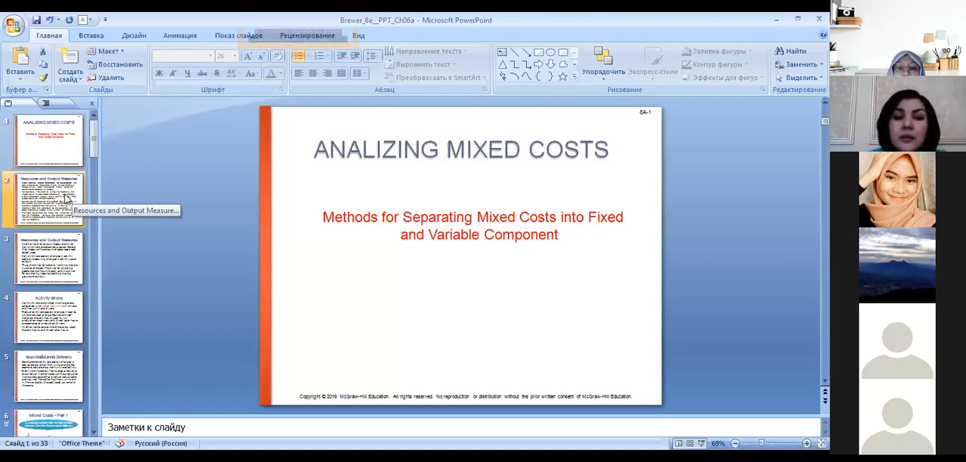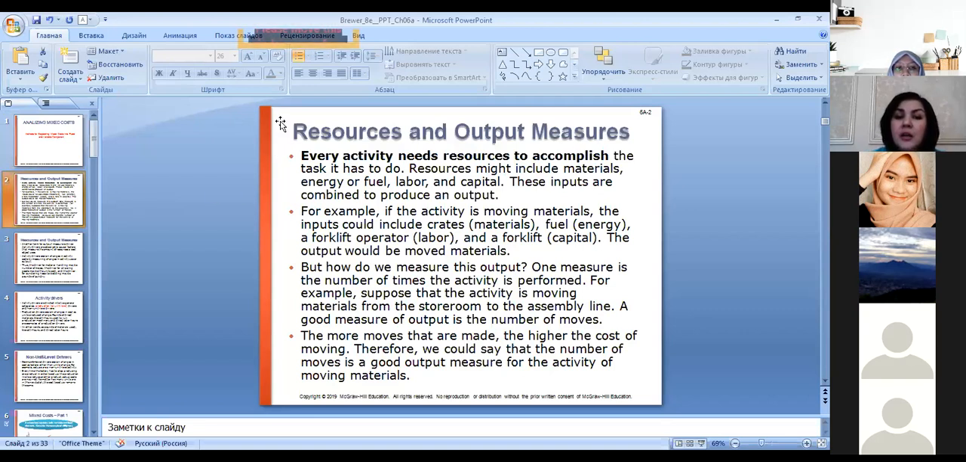Okay, now let's look at resource and output measures. During the last session, we examined activity. So, what is an activity? What are activity and activity drivers? As a recap of the previous material, every activity needs resources to accomplish the task it has to do.